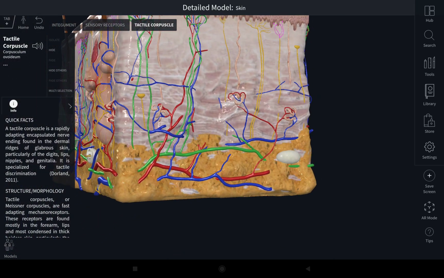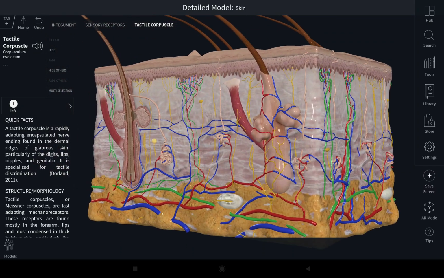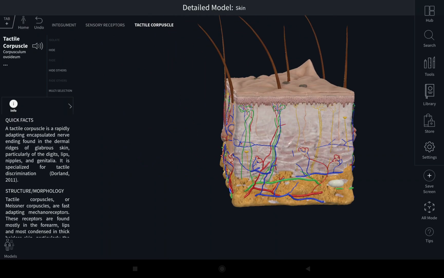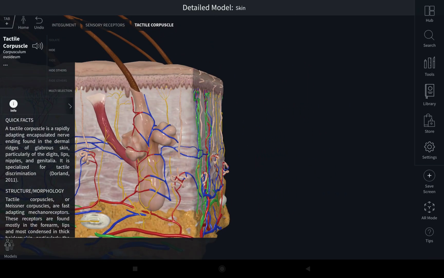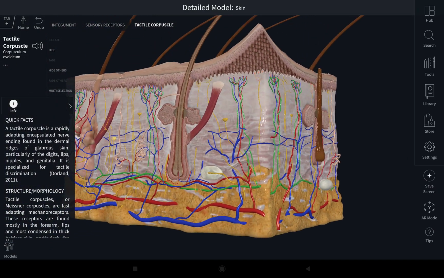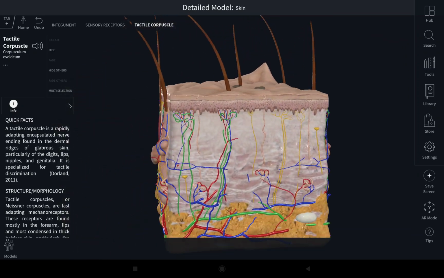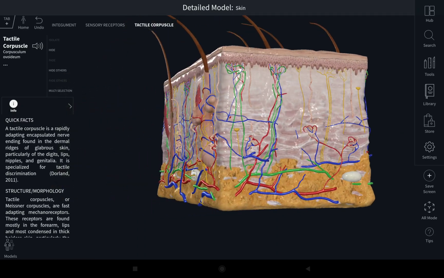So these are all about the structure of the skin you have to know. I hope this video will help you. Look carefully, this is the model of the skin.